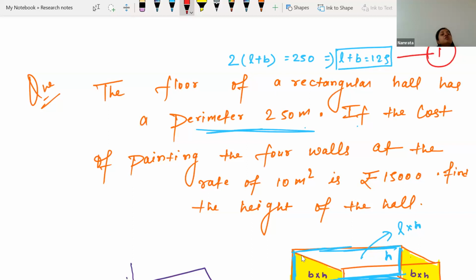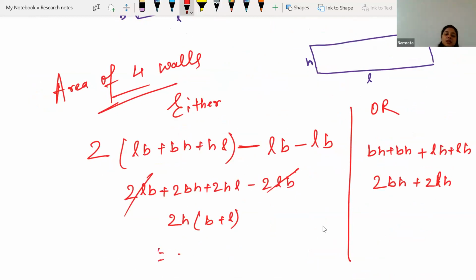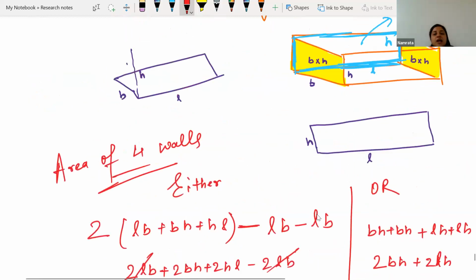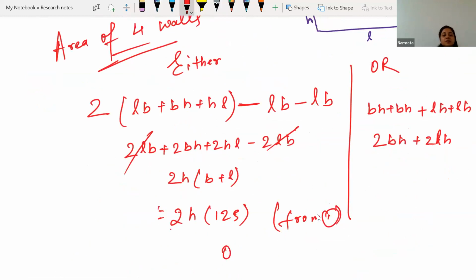But we have to be careful over here. What is given over here? Yeah, this is what we are getting, the area of 4 walls. So that area we can take out as 2H, and the L plus B value we can substitute over here, that is 125 from equation 1. That will give us 2 times 125, which is 250, right? So the area is 250H.